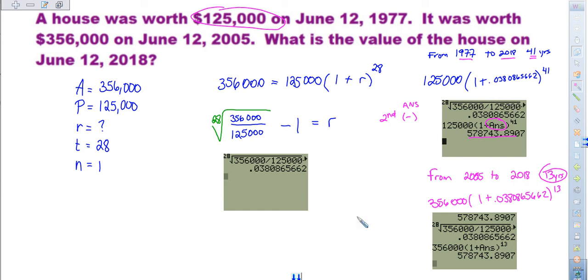And so theoretically, they're both right when you use the exact percentage rate. So the final answer should be $578,743.89 as the exact answer. Now, it may ask for an approximated value, and you probably can round and get really close to it with the other ones. But this is the exact answer given the exact information here.